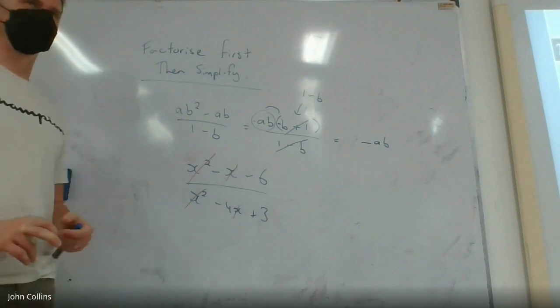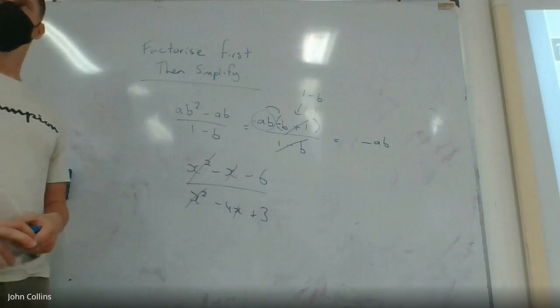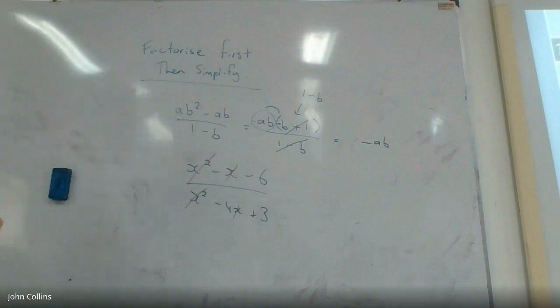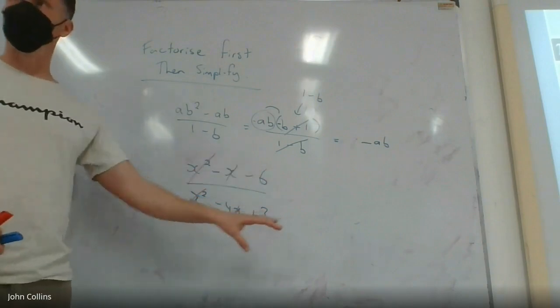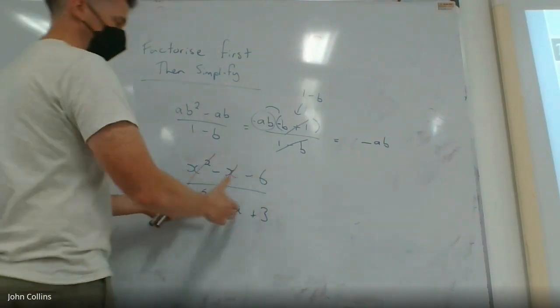Why doesn't this work? It is a bracket. All of this is divided by all of that. It's not set up into different bits. These are all connected first.